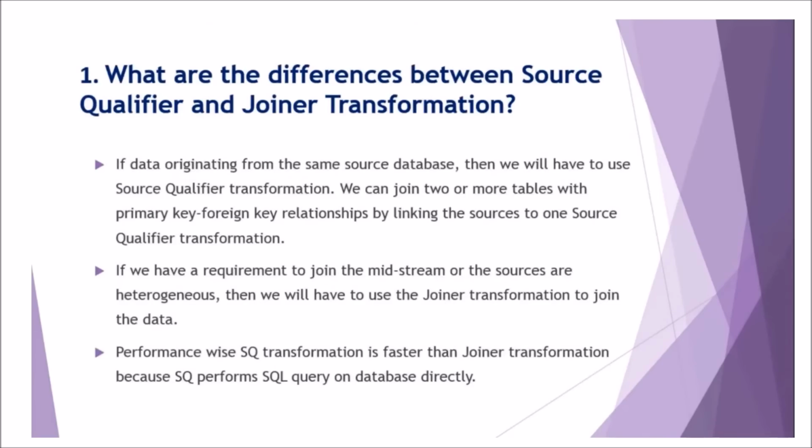The first one is, what are the differences between the source qualifier and joiner transformation? The answer is, if data is originating from the same source database, then we have to use the source qualifier transformation. We can join two or more tables with primary key foreign key relationships by linking the sources to one source qualifier transformation. If we have a requirement to join midstream or the sources are heterogeneous, then we have to use the joiner transformation to join the data. Performance wise, SQ transformation is faster than the joiner transformation because SQ performs the SQL query on the database directly.